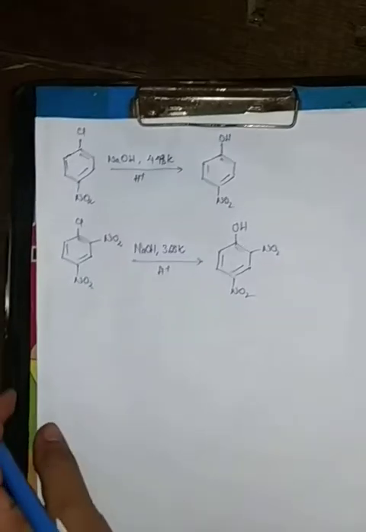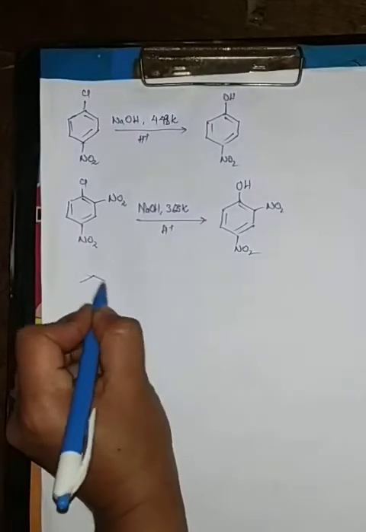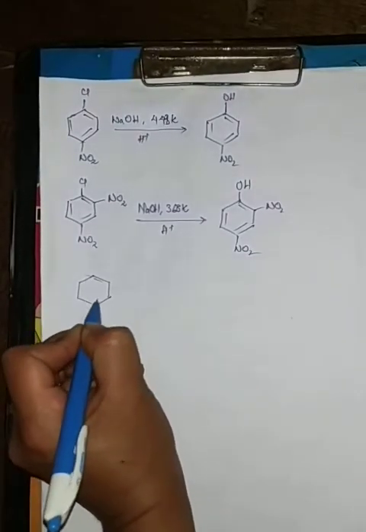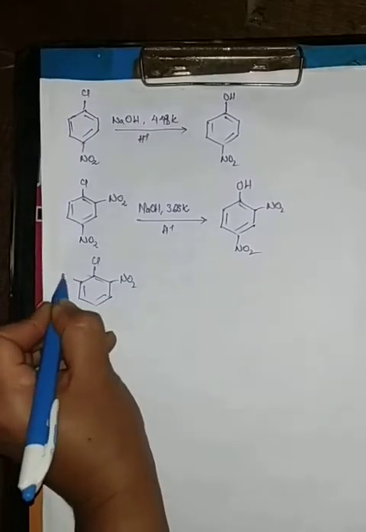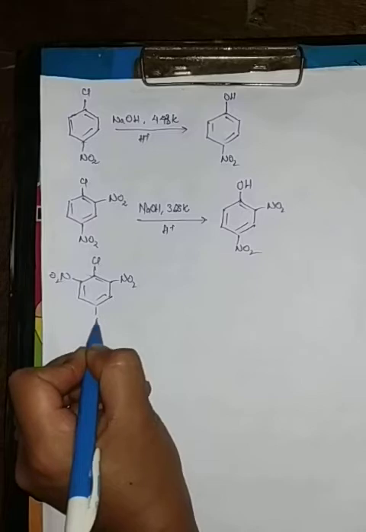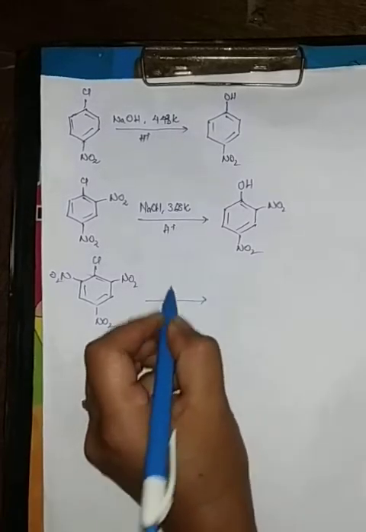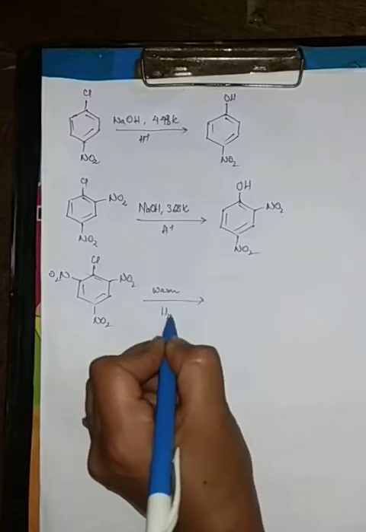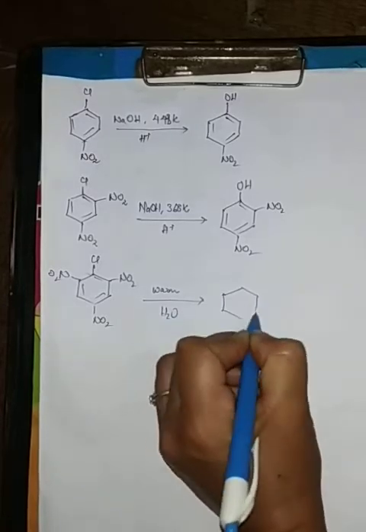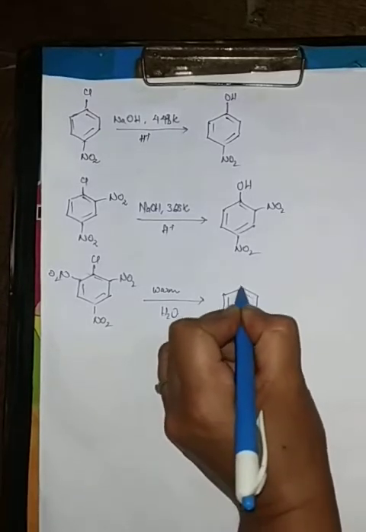Now, if more nitro groups are substituted in the benzene ring at the ortho and para positions, here the reaction occurs only on warming, giving OH.